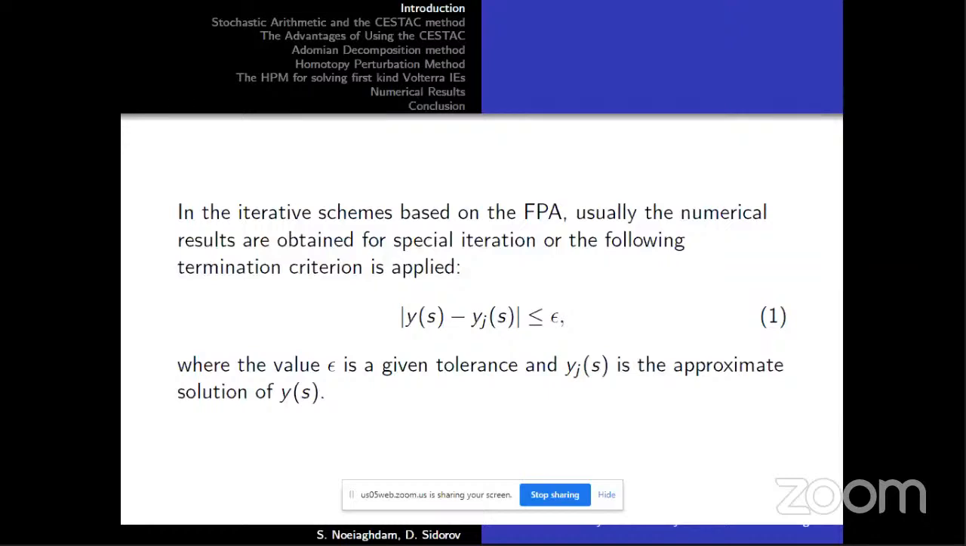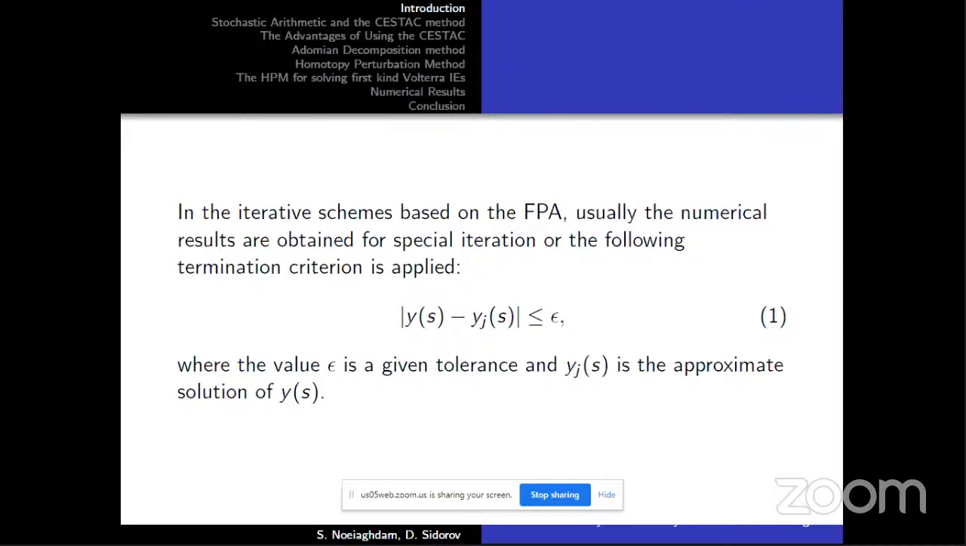We know that in general form, when researchers want to show the accuracy of their methods, they apply this condition one. It's the traditional absolute error, which depends on the exact solution. And on the right-hand side, we have an epsilon value. But the problem here is that in real-life problems, we don't have the exact solution. Also, about the right-hand side, about epsilon, we don't know the optimal value.